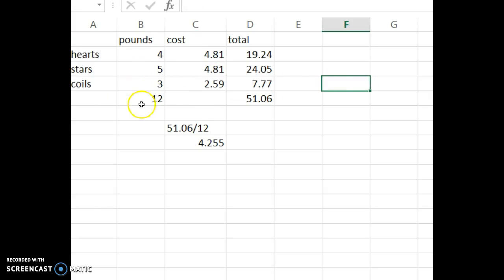And then for your total pounds, you just add up the 3 individual ingredients. We had 12 pounds. And to get the total cost, you would need to multiply here. So if we had 4 pounds at this price, that's the total cost for the hearts. And do the same thing for the stars, for the coils. You get the prices of each ingredient, add them all up. So if we spent that much money on that many pounds, we can divide that out and get the cost per pound.